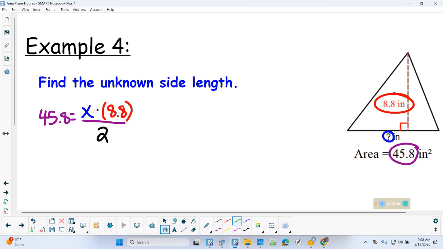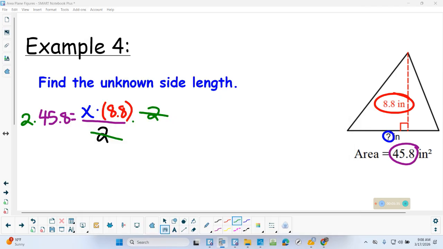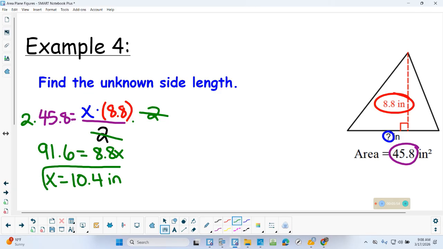So now we're going to use our good algebra skills. We're going to go through and solve this. I'm going to multiply each side by 2. Got it? So again, you can just punch in your calculator 2 times 45.8. We got it. So 91.6 I'm going to put. And usually we like the variable behind the coefficient. I'm just going to flip these and put it 8.8x. I know you guys are great at solving equations. Divide that off, and we are going to get 10.4. I'm going to label, remember that is the side of the triangle, so it's just inches, not inches squared. So a little bit of algebra.